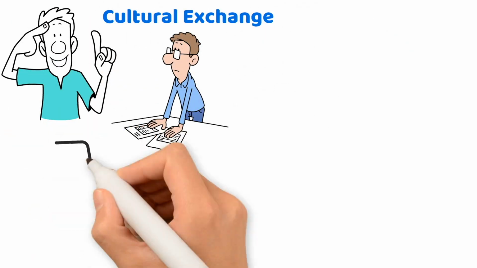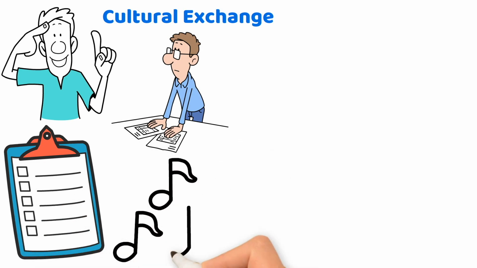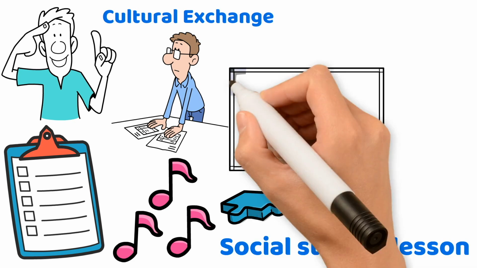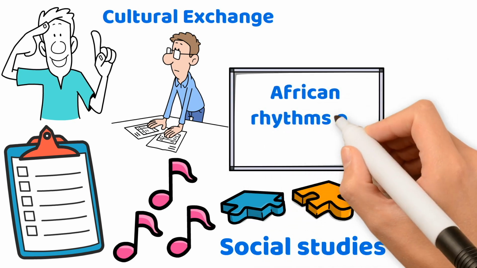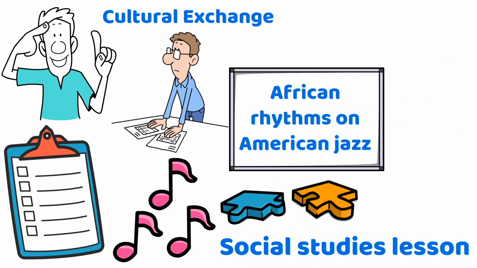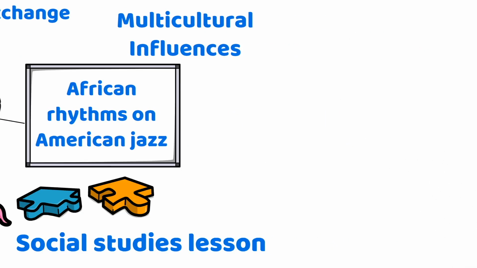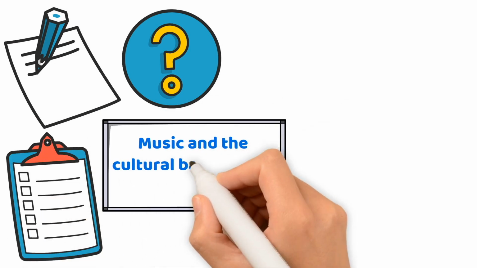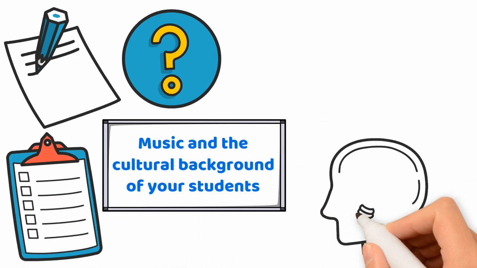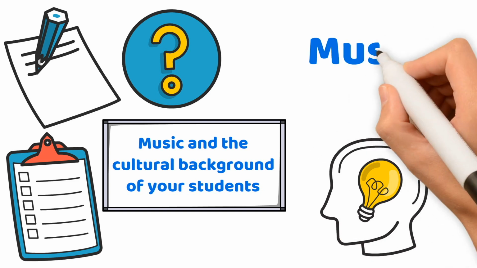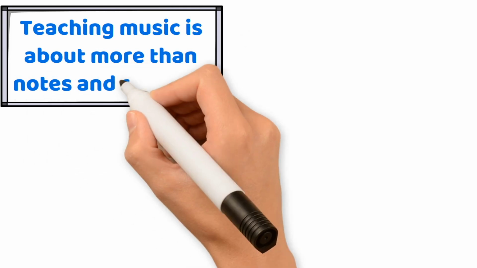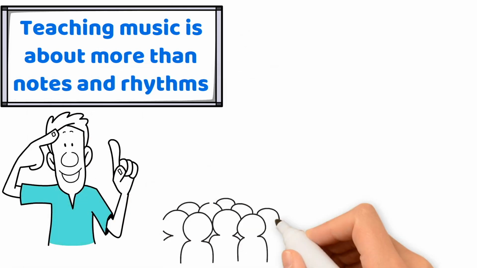If on your exam you receive a multiple-choice question about how to integrate the power of music in a social studies lesson, look for answer solutions such as teaching the influence of African rhythms on American jazz and blues, showcasing how music can be a product of multicultural influences. Likewise, if on exam day you receive a question where you need to select the most appropriate response between music and the cultural background of your students, help your students gain insights into the diversity and richness of global musical heritage. Remember, teaching music is about more than notes and rhythms. It's about understanding its broader impact on society and culture.